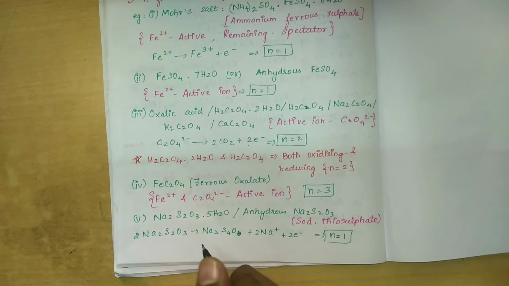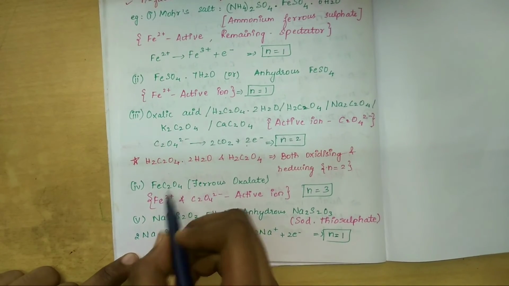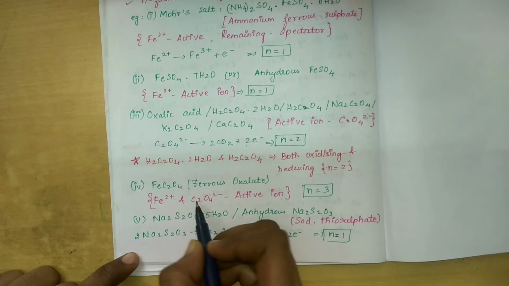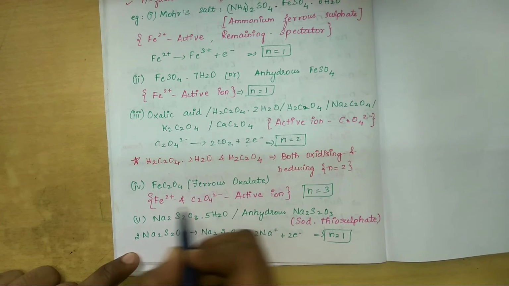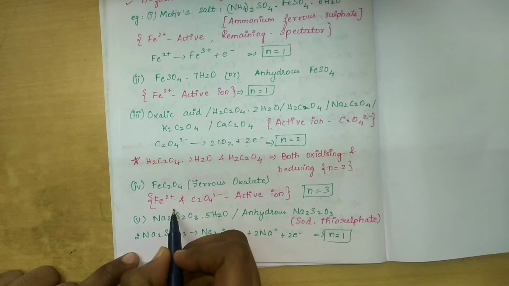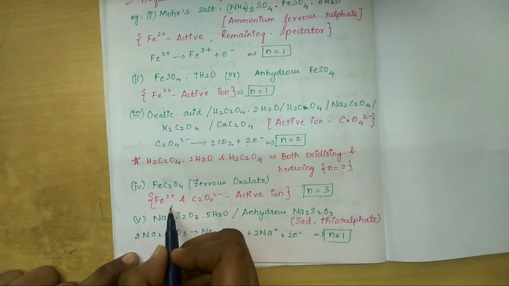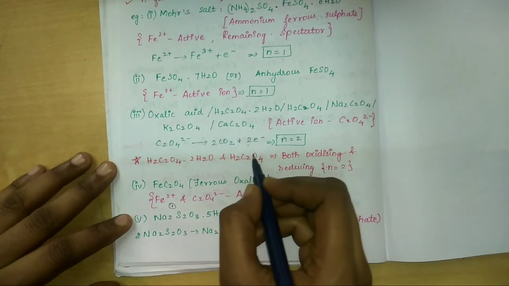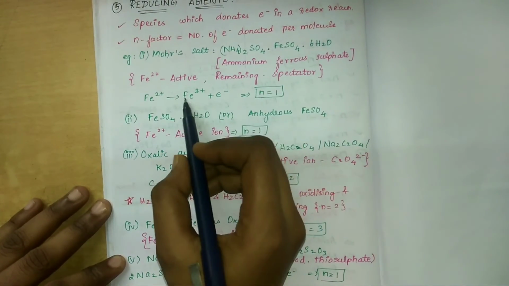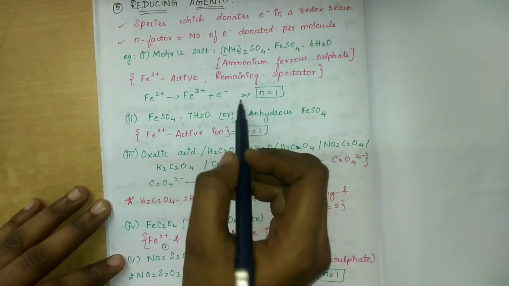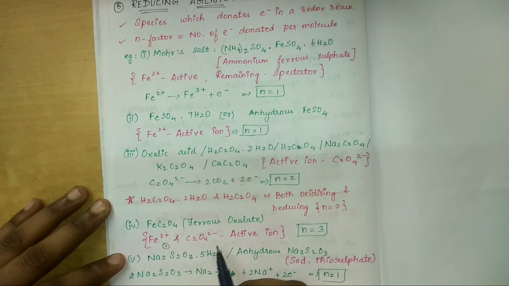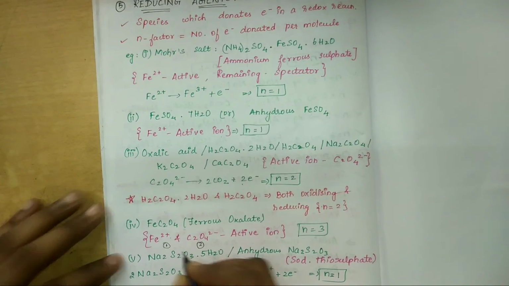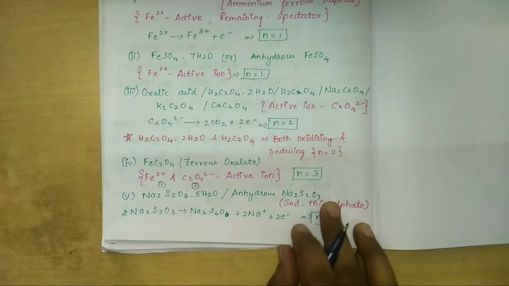Then ferrous oxalate. If you split it, you will get Fe2+ and C2O4 2−. Fe2+ will give 1 electron, and the oxalate will give 2 electrons. So totally 1 plus 2 is 3. It has an n factor of 3.